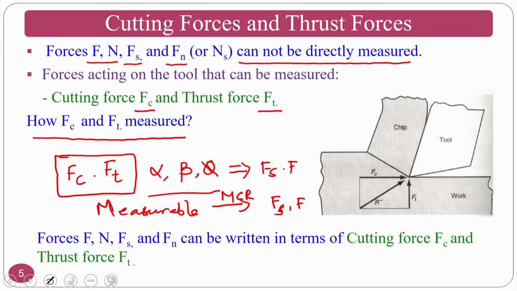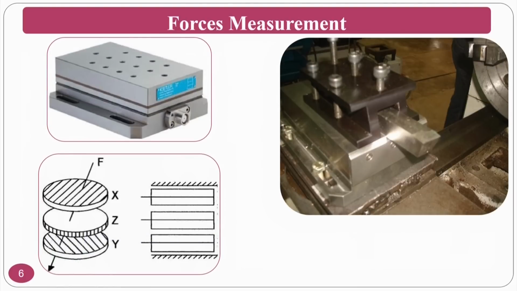Now the question is how one can measure this cutting force and thrust force. We are seeing orthogonal cutting, which is why we are only dealing with two forces. Okay. If you see the force measurement, normally this is the dynamometer, which is located beneath the tool. This is the tool, this is the tool post, or the tool holder. Okay, and this is the dynamometer, beneath the tool.